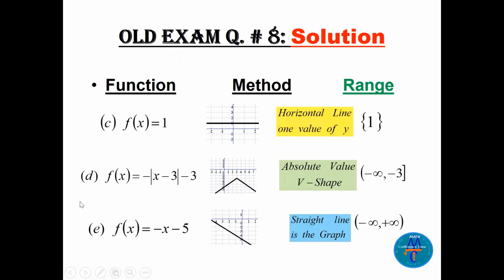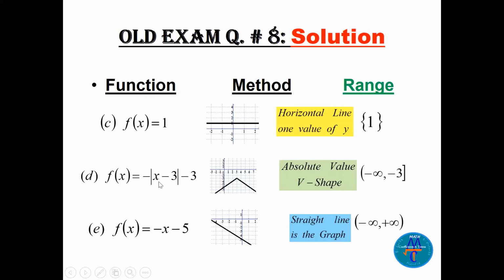Now, number C, we have f of x is equal to 1. That's a horizontal line. See, this line has many points, right? Many points there. An infinity of points. Different x values, but only one y equals 1. So the range here is only 1. 1 point, 1 number, f of x is equal to 1, y equals 1.